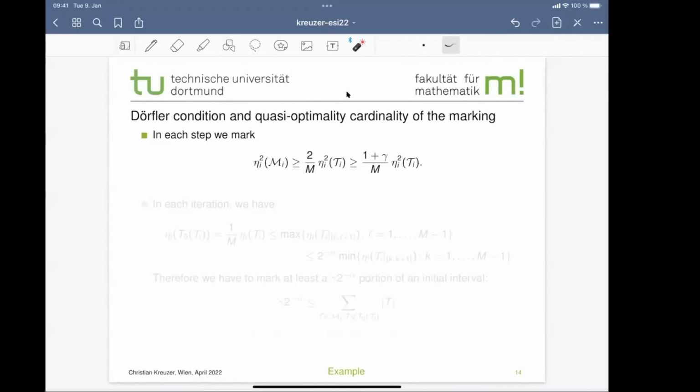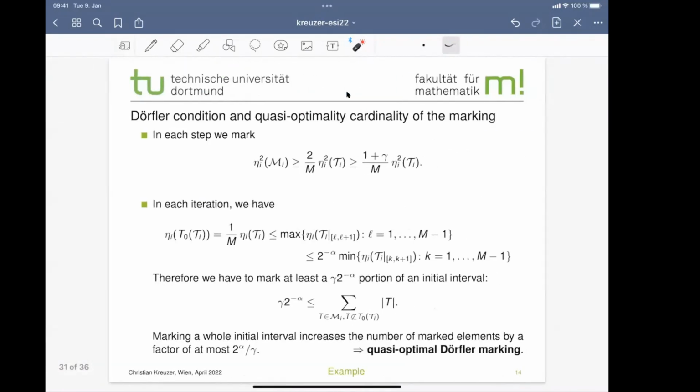So now let's check the almost optimal cardinality of the marking strategy. First of all, in each step, we mark 2 over m times our whole indicator, and this is greater or equal, of course, to 1 plus gamma, because I said before that gamma is less or equal to 1.